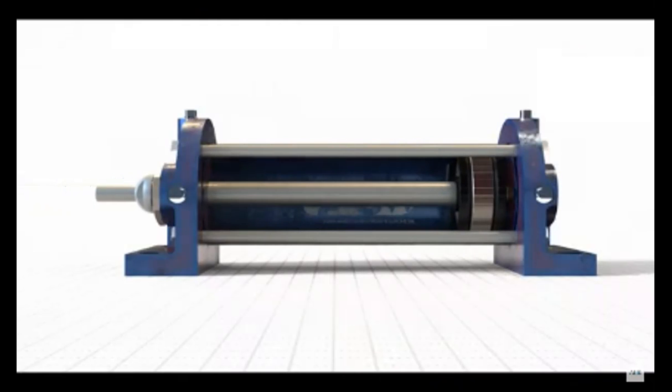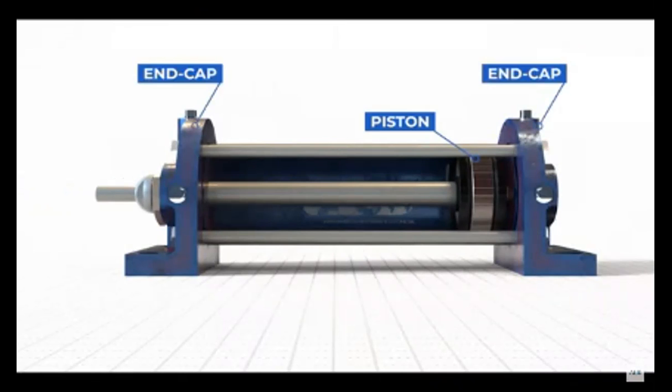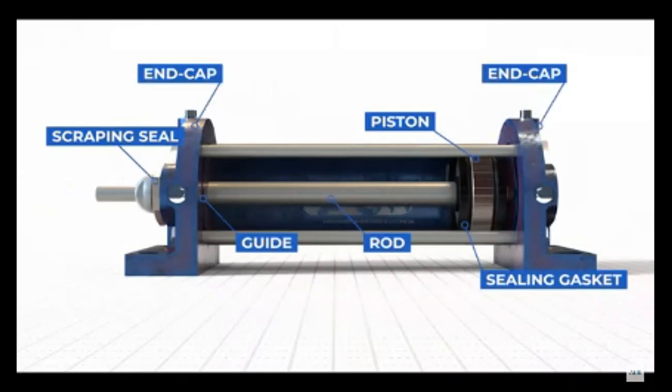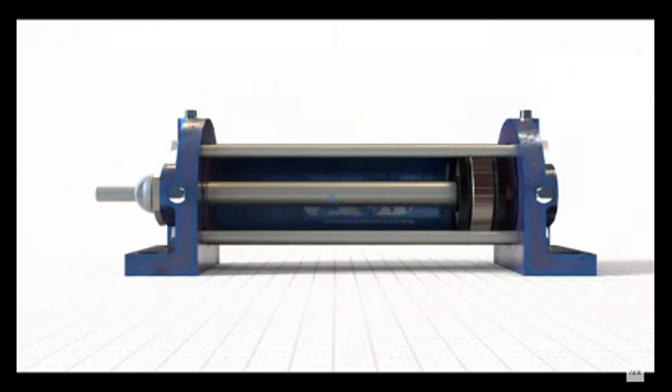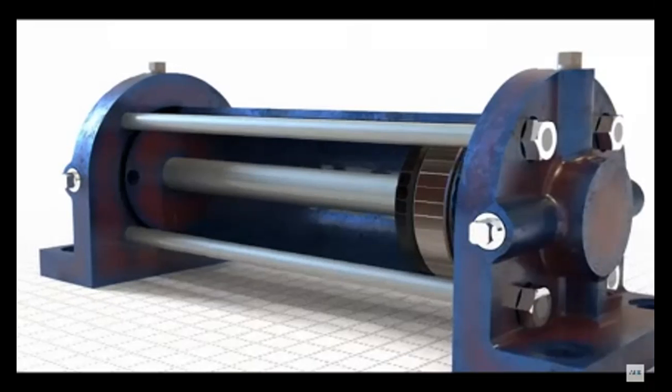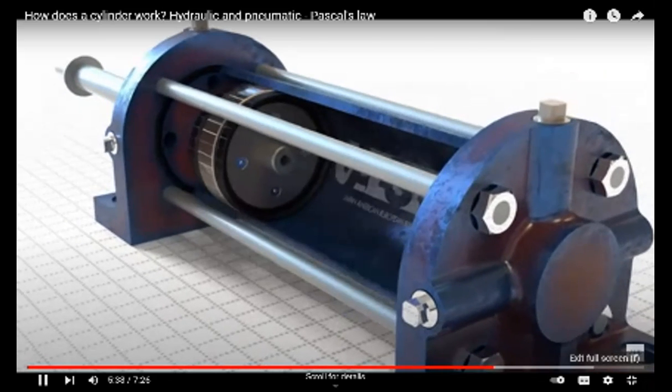The key components of a pneumatic cylinder include end caps, a piston, a rod, a scraping seal, a guide, and sealing gaskets. Pneumatic systems use compressed air to create rotary or linear motion and power applications.